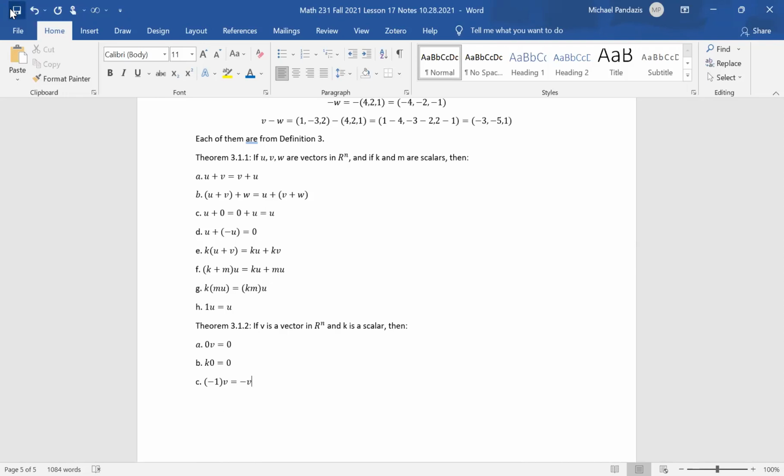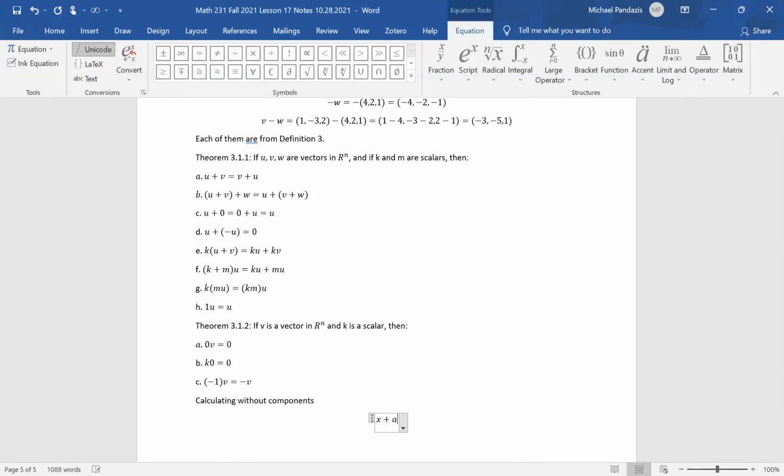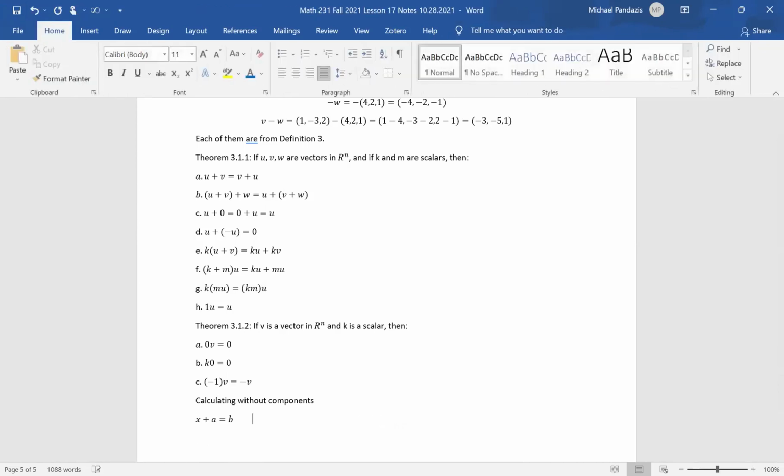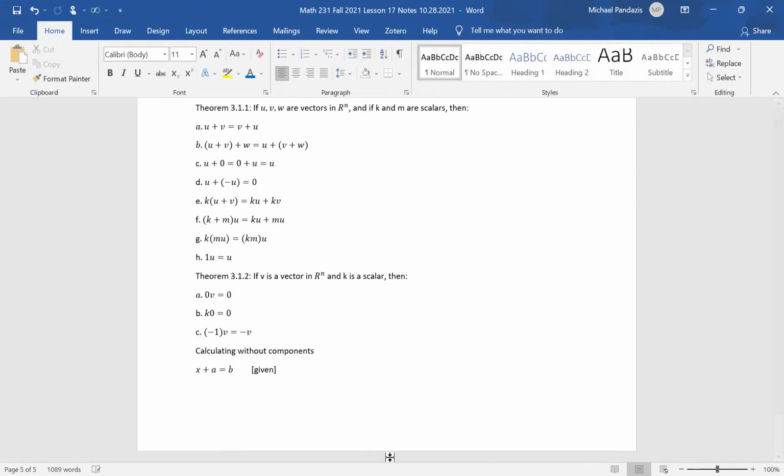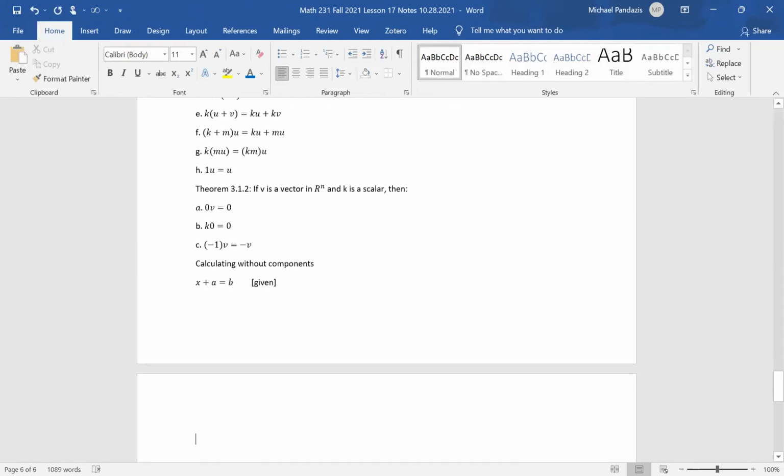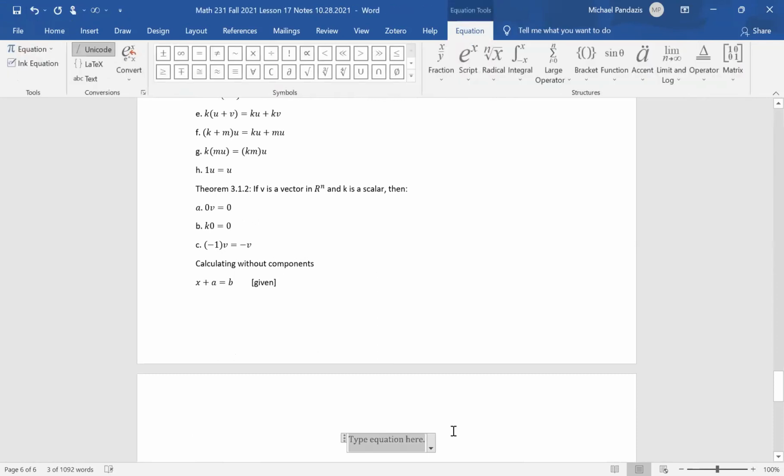Okay, so next is going to be calculating without components. Let's say you have x plus a is equal to b, and let's say this is given to you, and these are vectors. So you want to compute the vector x as an unknown vector in that equation, but without components. So we're not talking about the components of the vectors that we're adding. We're just adding them vector by vector.